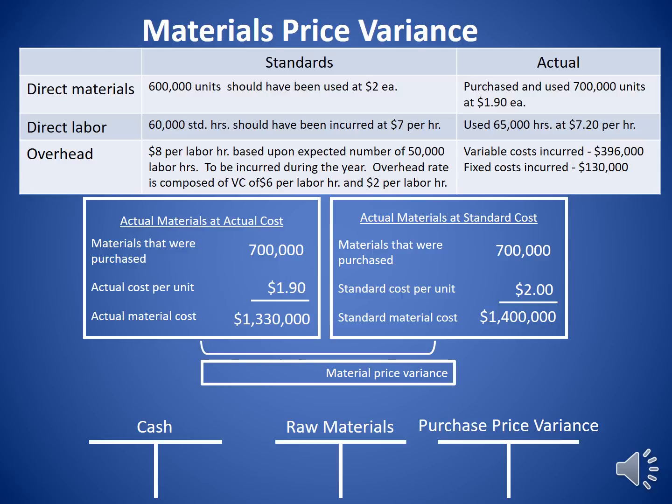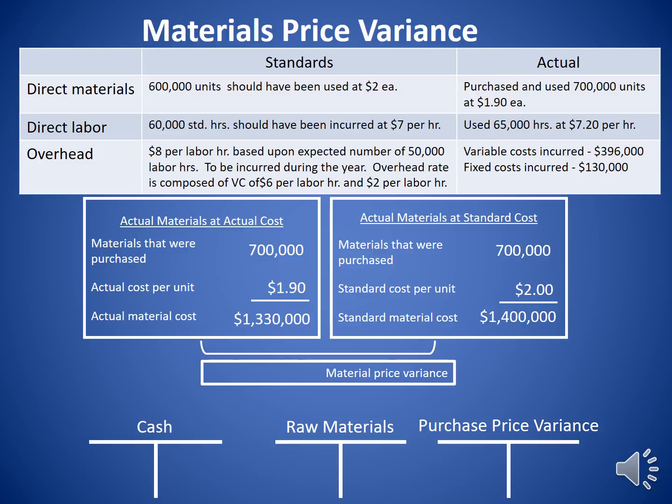Overhead: $8 per labor hour was based upon the expected number of 50,000 labor hours. So our cost driver is labor hours. Our overhead rate is composed of a variable cost of $6 per labor hour and $2 per labor hour fixed, and that adds up to our $8 per labor hour.